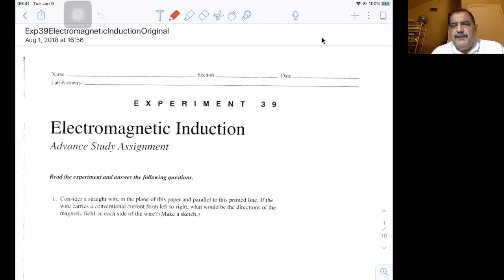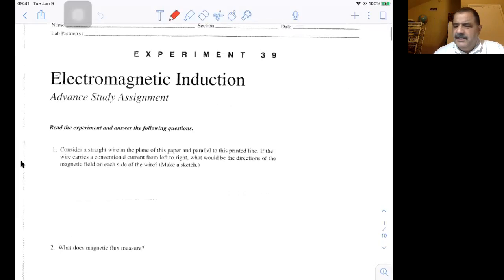Okay, we're discussing experiment 39, electromagnetic induction. I've provided you with the paperwork for doing experiment 39. Unfortunately, it's not a very good reproduction, but it's the only thing I've had. I've inserted some LaTeX equations to maybe help you see better. First off, you want to make sure and do the advanced study assignment.